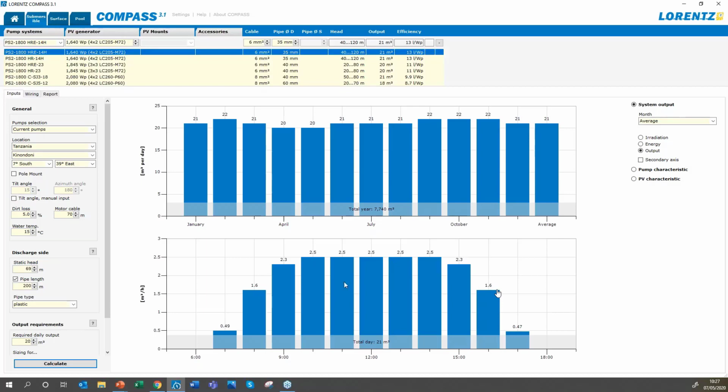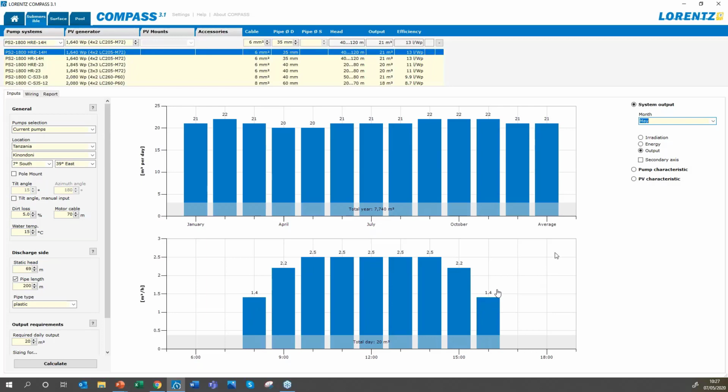So we can see what our water's looking like for our average month. And then here, if we want to look at a specific month, we can look at maybe May, which looks a little bit lower. Let's have a look at what May looks like. And we can see May, yep, it starts at 8 o'clock, not at 7 o'clock. So we can see the difference.